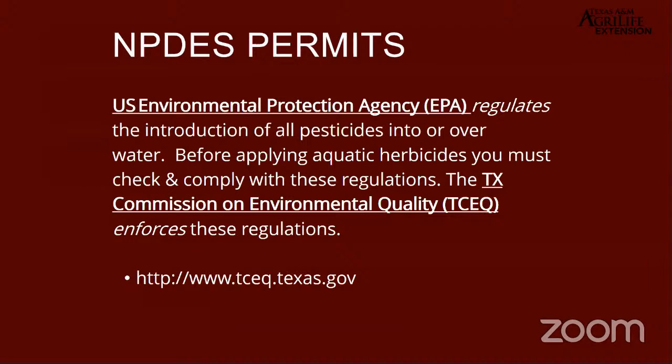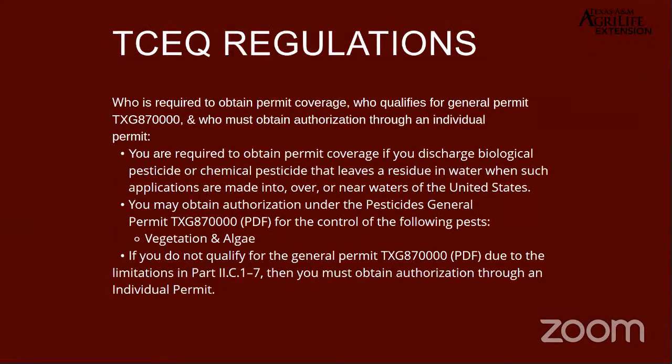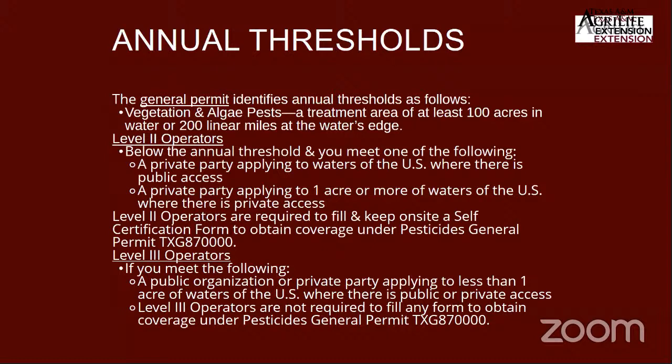Quickly, I'll go through this, just that the US EPA regulates the introduction of all pesticides into or over water. This is a very lengthy process, but the Texas Commission on Environmental Quality enforces the regulations set upon by the EPA. And so this is just a lot of language to tell you that if you reach a certain annual threshold, you do qualify for a general permit, which you have to fill out. The annual thresholds for the general permit are if you are treating a treatment area of at least 100 acres in water or 200 linear miles at the water's edge.